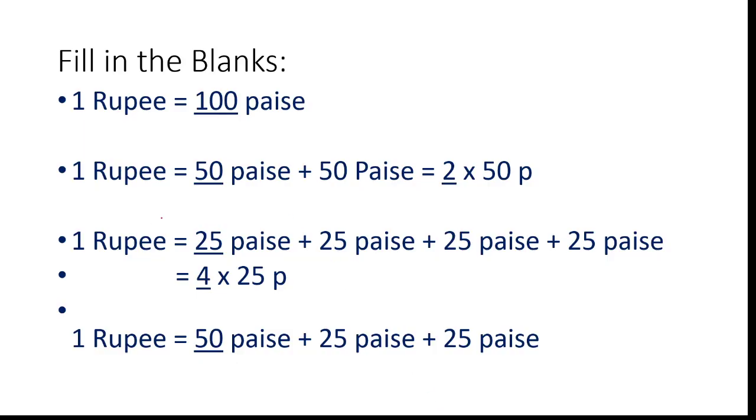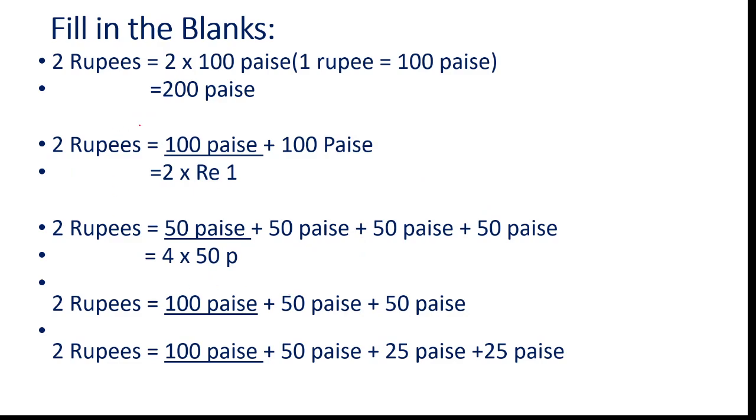So here we have questions. So children, you all know 1 rupee equals 100 paise, and you can write it like this also. 1 rupee equals 50 paise plus 50 paise, or you can also say 2 times 50 paise, or you can also say 2 coins of 50 paise. Okay, so same like that I have written over here. Please go through this. 1 rupee equals 4 times 25 paise.